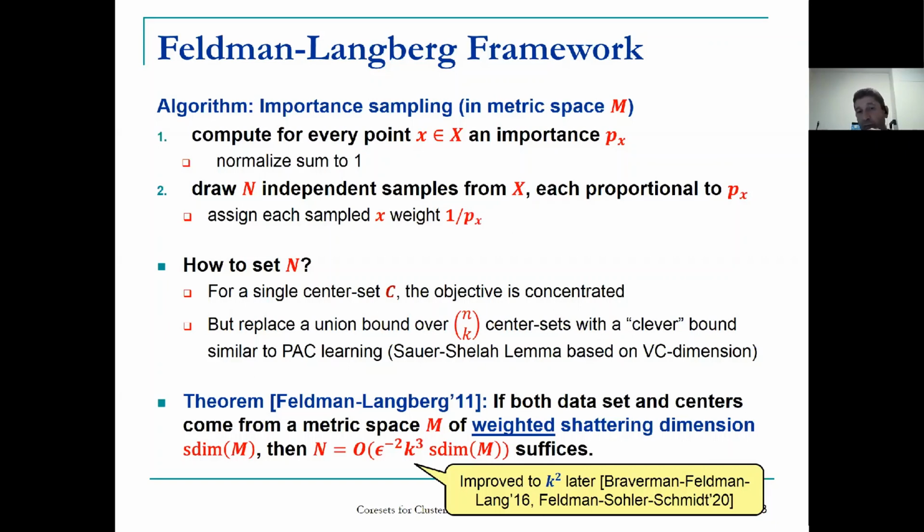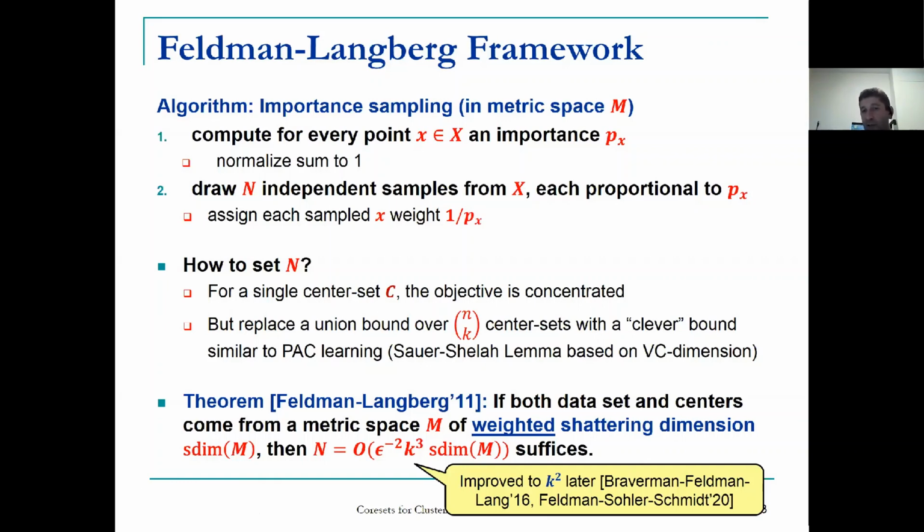Okay, and overall, what you get from this, and this is from the FL11 paper, if both data sets, the data set X and the center C, come from this metric space, and it has what's called a weighted shattering dimension, some bound on the weighted shattering dimension, which I'm going to call here S dim, that depends on the metric space. Then the number of samples n that suffices is epsilon to the minus 2 times k cubed times this shattering dimension. This shattering dimension depends on the space, and you can prove, for example, that in Euclidean space of dimension d, this is no more than d. This is one thing you need to prove, to bound this shattering dimension.